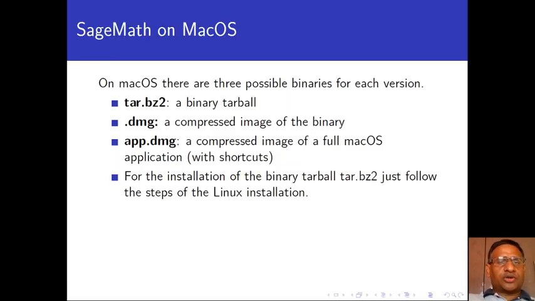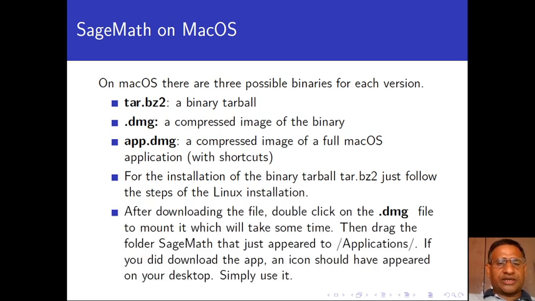So in case you want to install from tarball, the process is exactly similar to what one does for a Linux distribution. And in case you want to install from DMG or app.dmg, then you simply double click this file, and it will mount, and it will take a little time. Once it has mounted, you can drag this folder SageMath into the application directory, and once you go to that directory, you will see a Sage file, an executable Sage file, which when you click, Sage will start.